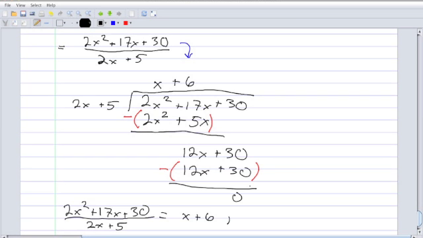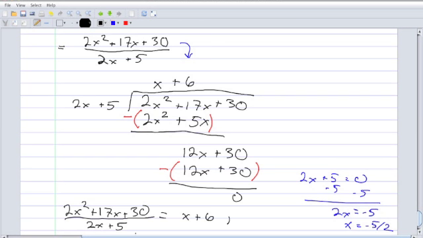when x is, if I set the denominator to 0, I get 2x plus 5 equals 0. So subtract 5. I get 2x equals negative 5. So when x is negative 5 by 2, that's what I have to throw out.